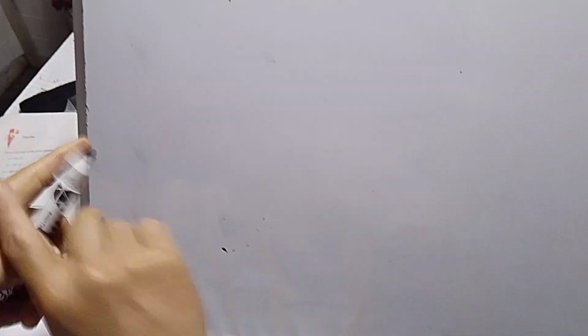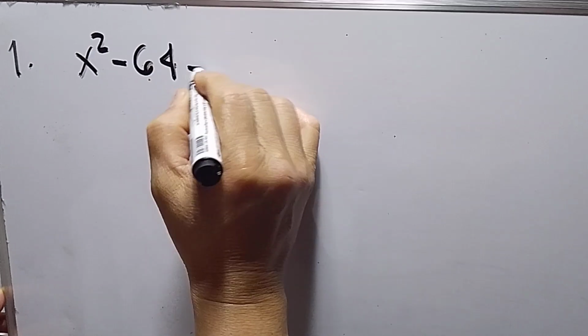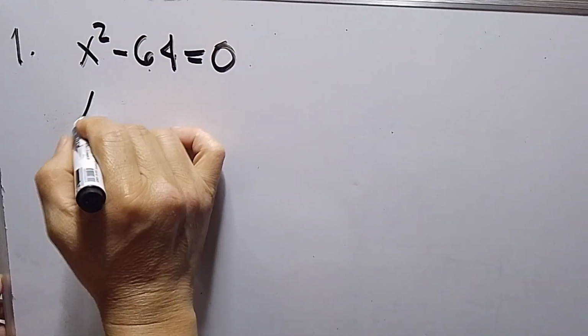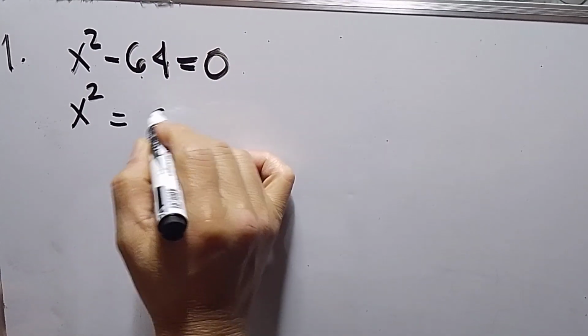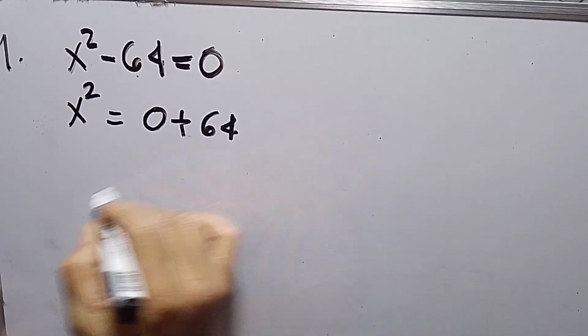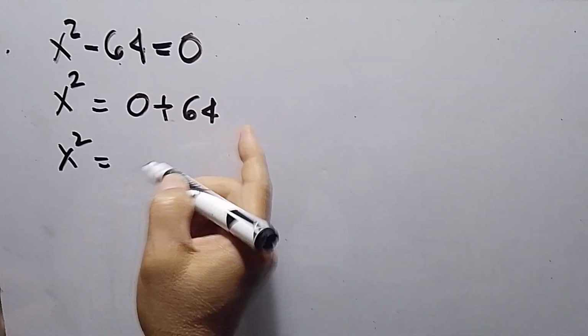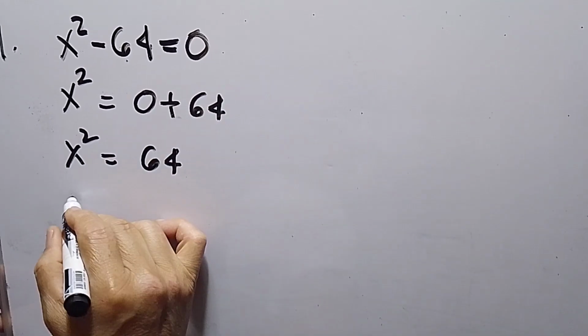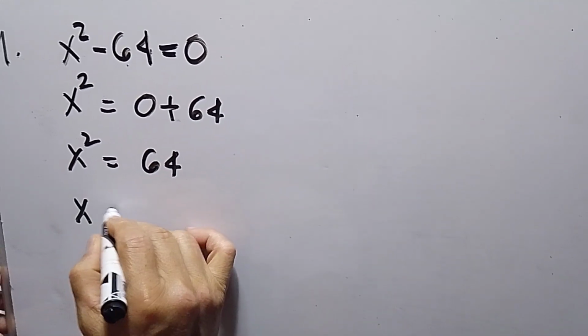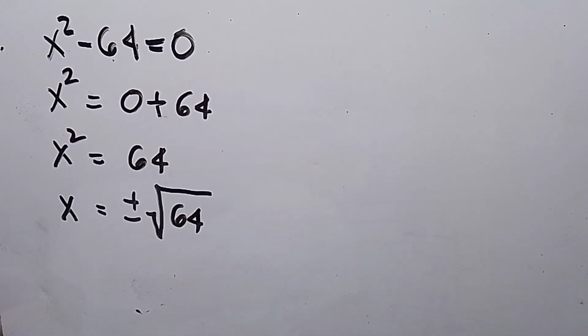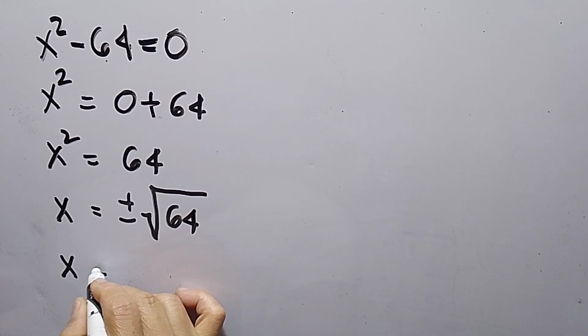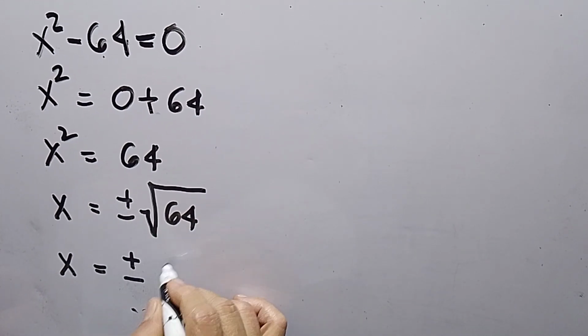Number 1, x squared minus 64 is equal to 0. So again, I need to transpose negative 64 to the right. This will be 0 plus 64. So x squared is equal to 0 plus 64, which is 64. Then find the roots. So this will be plus and minus square root of 64. And we know that the square root of 64 is 8. So I have here positive and negative 8.